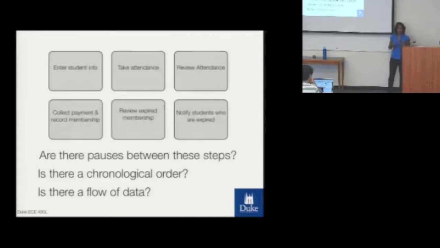Some ways to think about that, and here's an example: when I'm entering student information, I might be in one particular type of mental space. When I'm taking attendance, I might be in another. I might just have a brand new student that walks in, I want to enter their info, that's it. But then when I get ready to start class, that's when I want to take attendance.